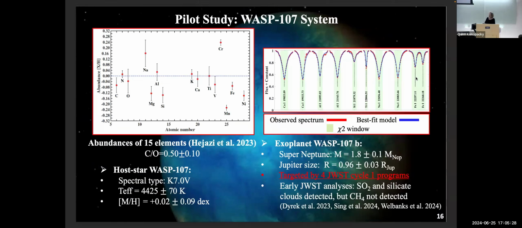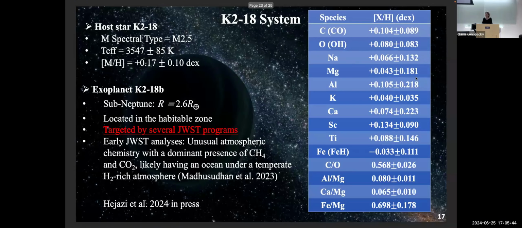For our first pilot study, we applied our method to the WASP-107 host star, which is a late K dwarf. And we measured the abundances of 15 elements. And recently, we applied this AutoSpecFit to the K2-18 host star, which is an M dwarf. And we have measured the abundances of 10 elements plus some other abundance ratios.